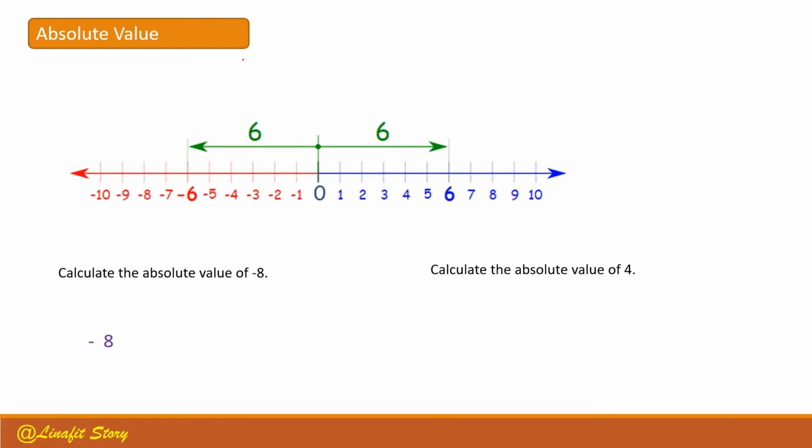Absolute value means to think only about how far a number is from 0. For example, this is 0, here is 6, this is negative 6. 6 is 6 away from 0. But negative 6 is also 6 away from 0. So, the absolute value of 6 is 6. And the absolute value of negative 6 is also 6.